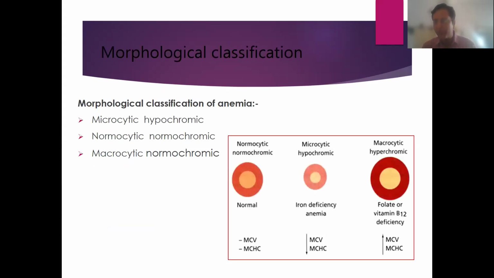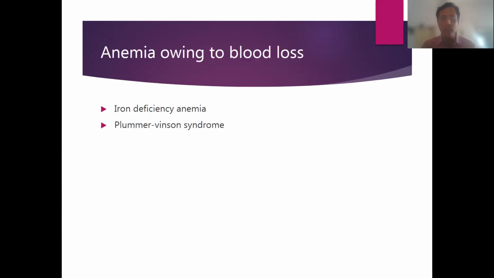Then there is a morphological classification, which is microcytic hypochromic. If you see, it is microcytic hypochromic in iron deficiency anemia. When we go to normocytic normochromic, then it will be normal. When we go to macrocytic normochromic, we will then be with vitamin B12 deficiency anemia. Anemia owing to blood loss, iron deficiency anemia, and Plummer-Vinson syndrome.